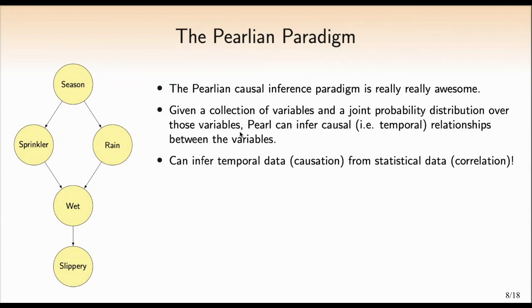which I think is really great. I wanted to check, because I may be wrong, but I think that's not all Pearl needs, just the joint probability distribution over the variables. Doesn't he also make use of intervention distributions?